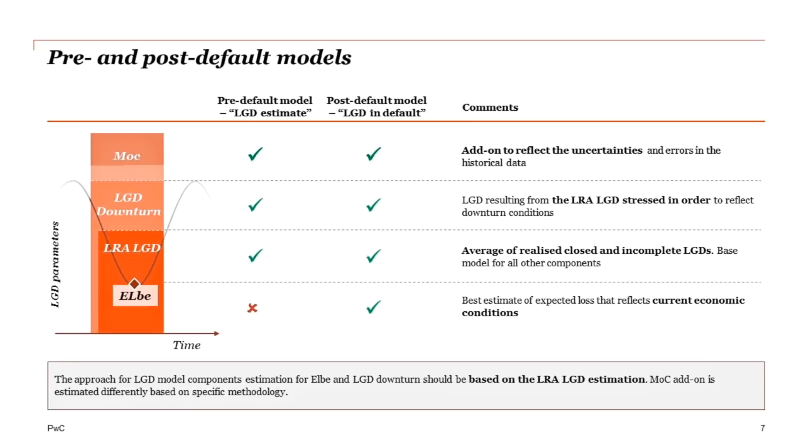Given that the drivers, the so-called risk-driving factors, could be completely different for these two models, both models are needed for the different parameters as we go along the line of the historical observation. The MOC is the additional buffer for the reflection of the uncertainties around our estimate. As we mentioned earlier, the downturn LGD provides us an estimate for the stressed economic circumstances, to reflect the downturn conditions experienced by the banks for the given time period.